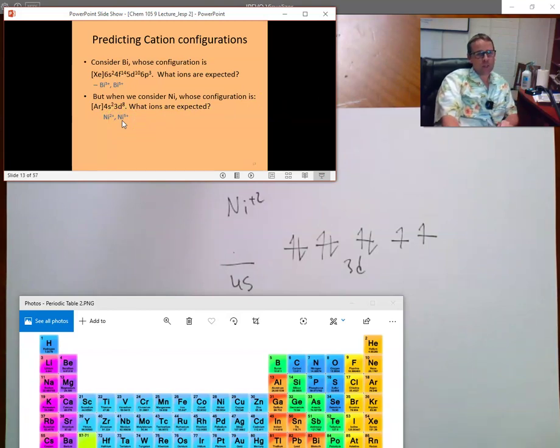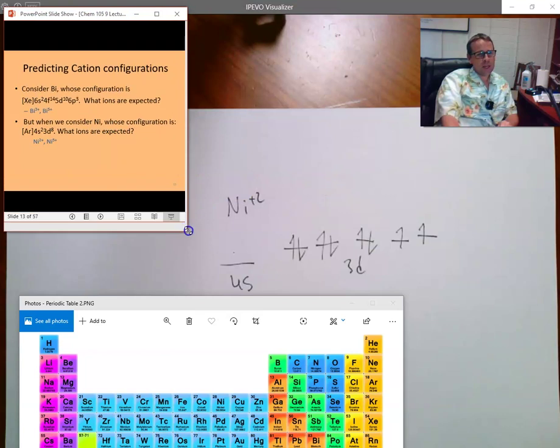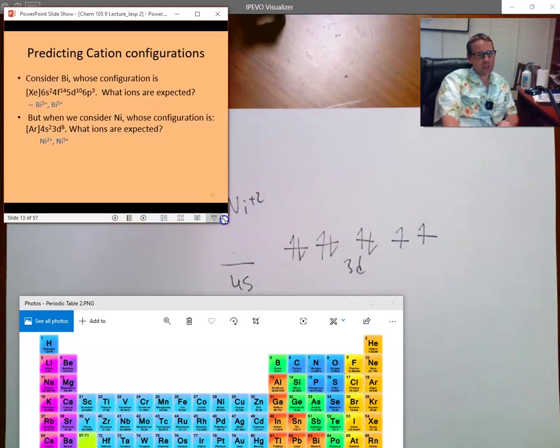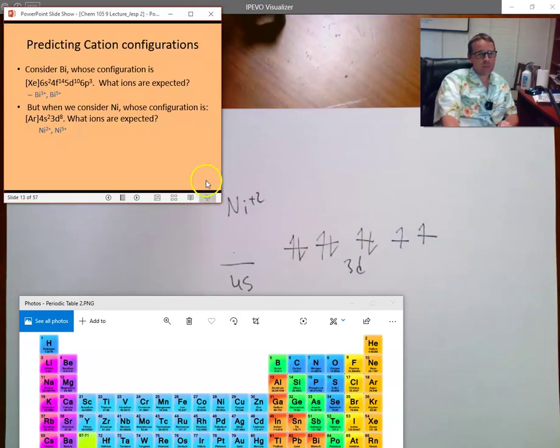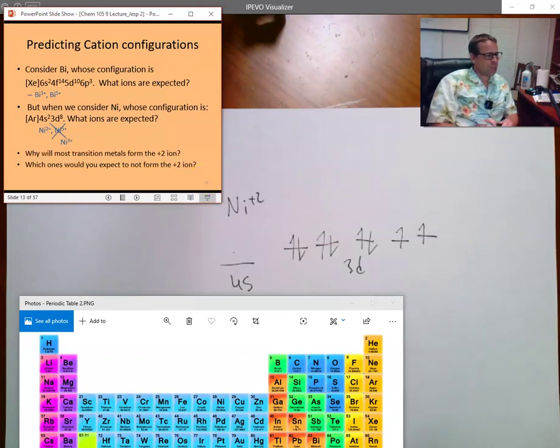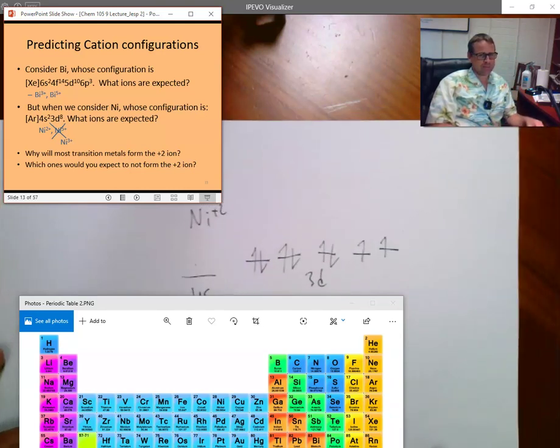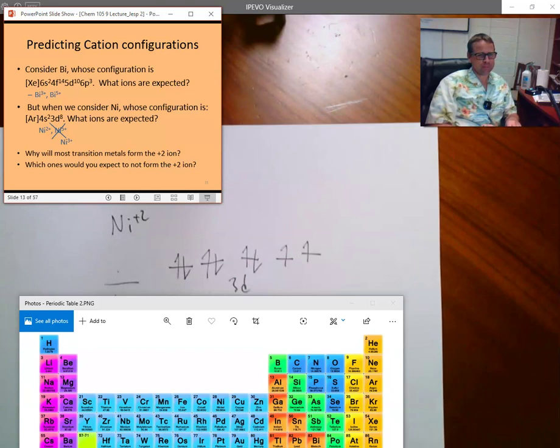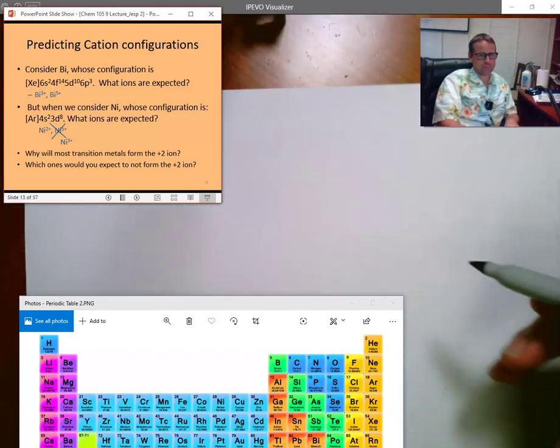Now, here's a little bit of a problem. It turns out that nickel doesn't form the +5 very often, but it does form a +3. Precious, can you explain why nickel might form a +3? What it might be doing when it forms a +3? Any ideas? I have no idea.